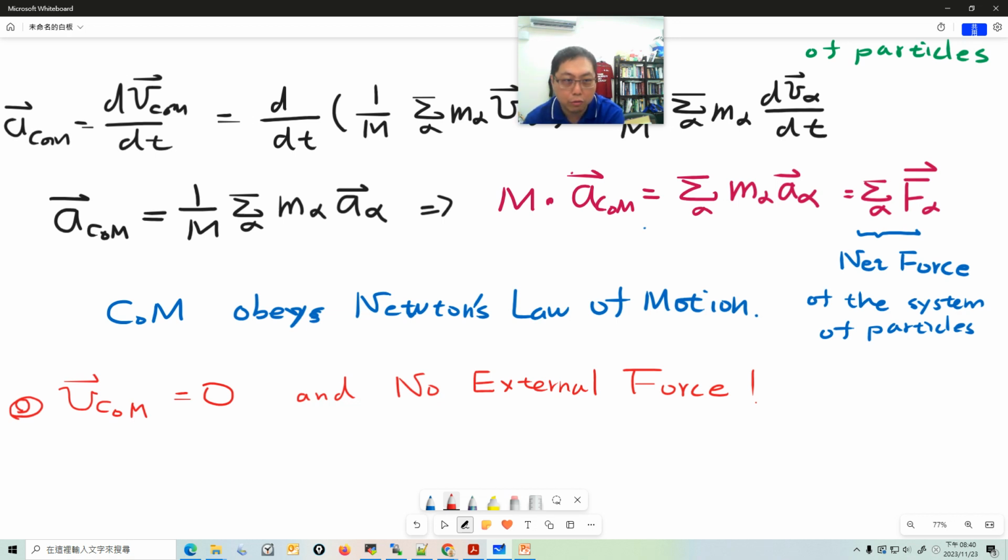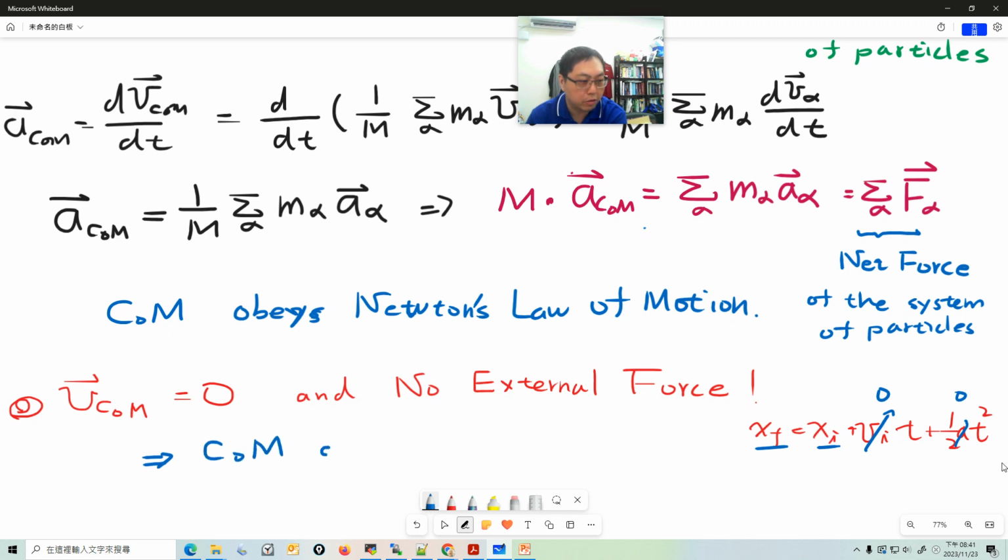So let's use a very simple kinematic equation: xf equals xi plus vi times t plus 1/2 a t squared. If this particle's velocity is 0 and there is no external force, that means no acceleration, so this particle doesn't move, right? Same thing here. If the velocity of the center of mass is 0 and there is no external force in the system, this tells you the center of mass does not move.